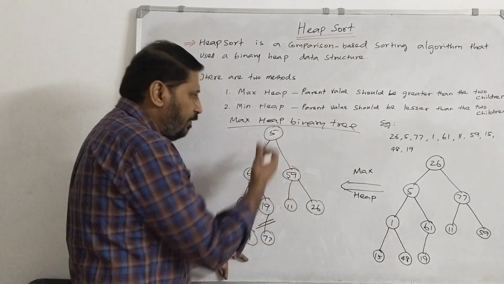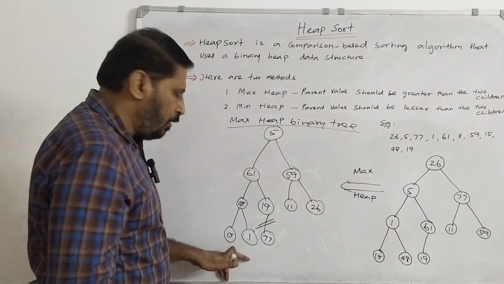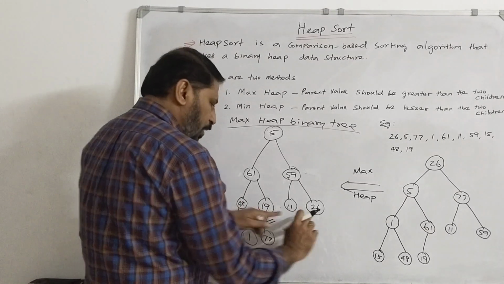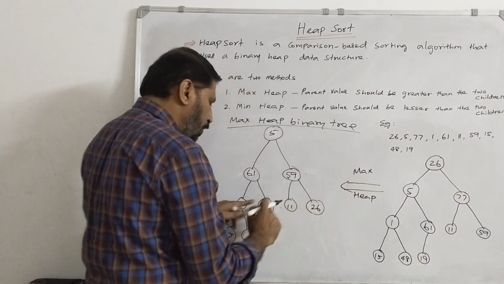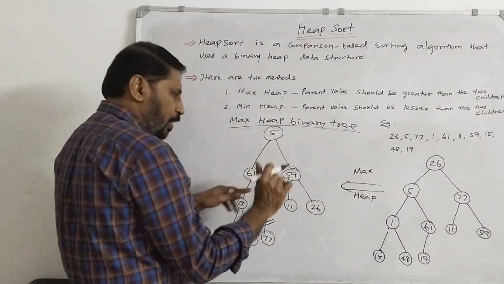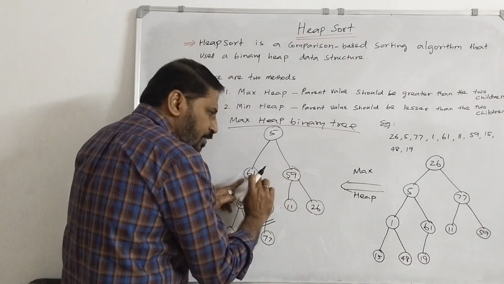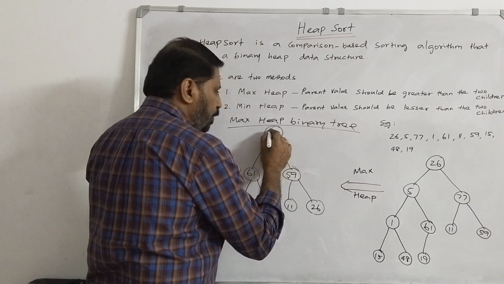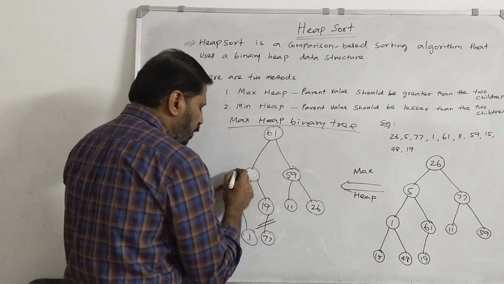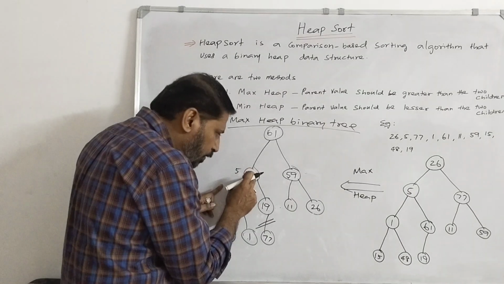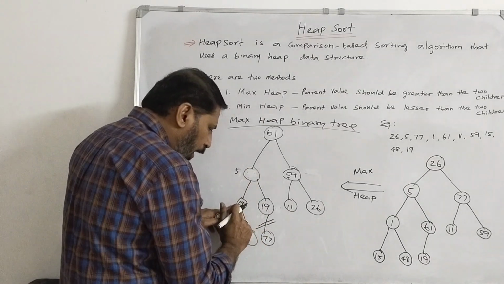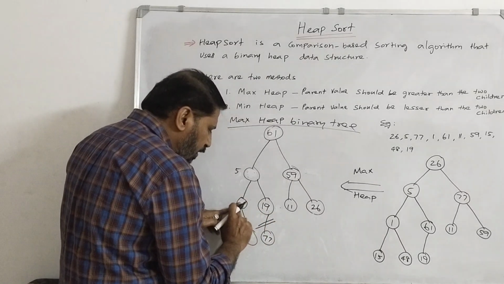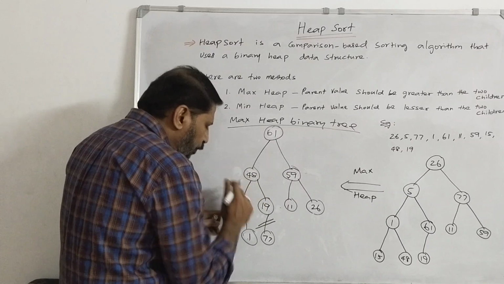Once again we apply the same max-heap binary tree property. In this level there is no change because between 15 and 1, 48 is a bigger value. 26 and 11, 59 is a greater value. 19 and 48, 61 is a greater value. Now 59 and 61, 61 is a greater value. 61 is compared with 5, so 61 should be here. 5 must come here, but before that there are two children. I have to check 48 and 19. 48 is a greater value, so 48 is transferred here and 5 is coming here.